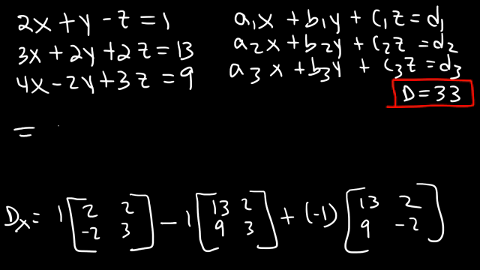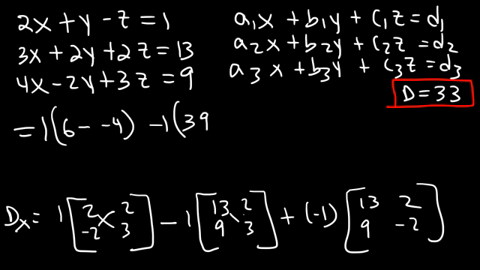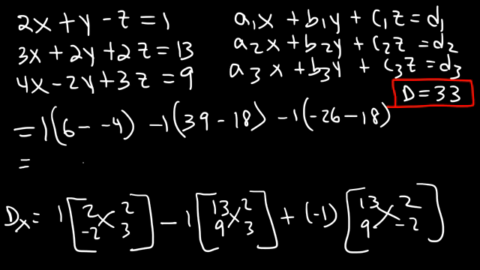So this is going to be 1 times 2 minus 3 is 6, and then minus 2 times negative 2, which is negative 4. And then it's going to be 13 times 3, which is 39, minus 2 times 9, which is 18. And then 13 times negative 2, that's negative 26, minus 2 times 9, which is 18. So 6 minus negative 4 is 6 plus 4, which is 10. 39 minus 18 is 21, with a negative 1 in front of it, so that's negative 21.